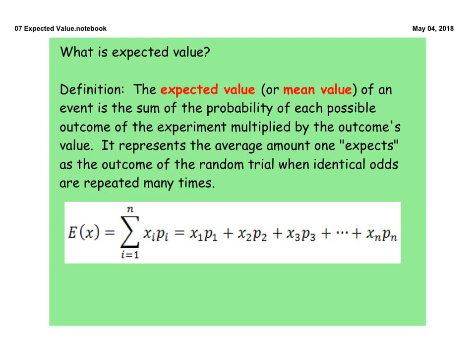Expected value of an event is the sum of the probability of each possible outcome of the experiment multiplied by the outcome's value. We kind of talked about this a little bit, but this is more a definition that you would see in a math textbook, so you'd recognize what it is. This basically means that you're taking the sum of.